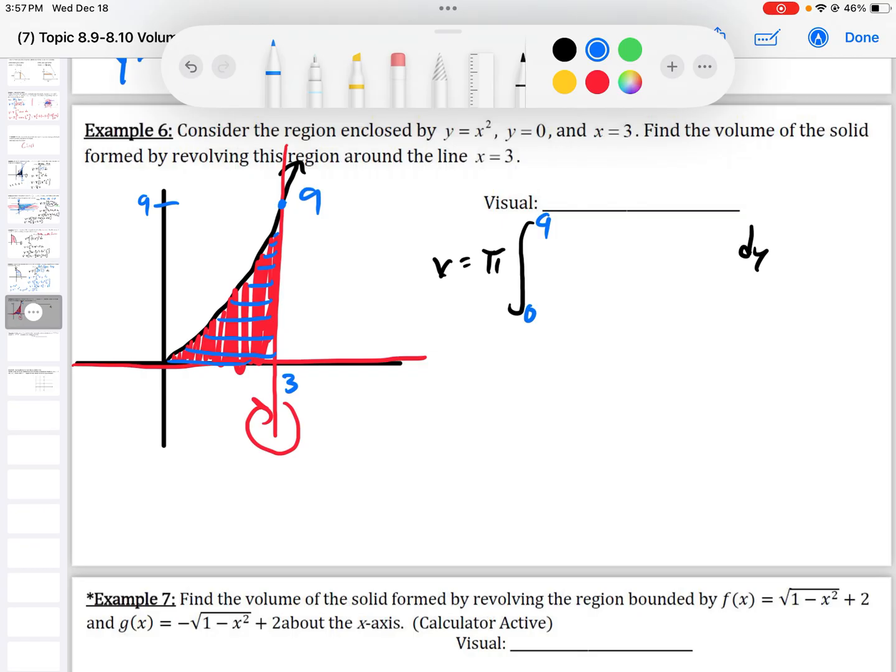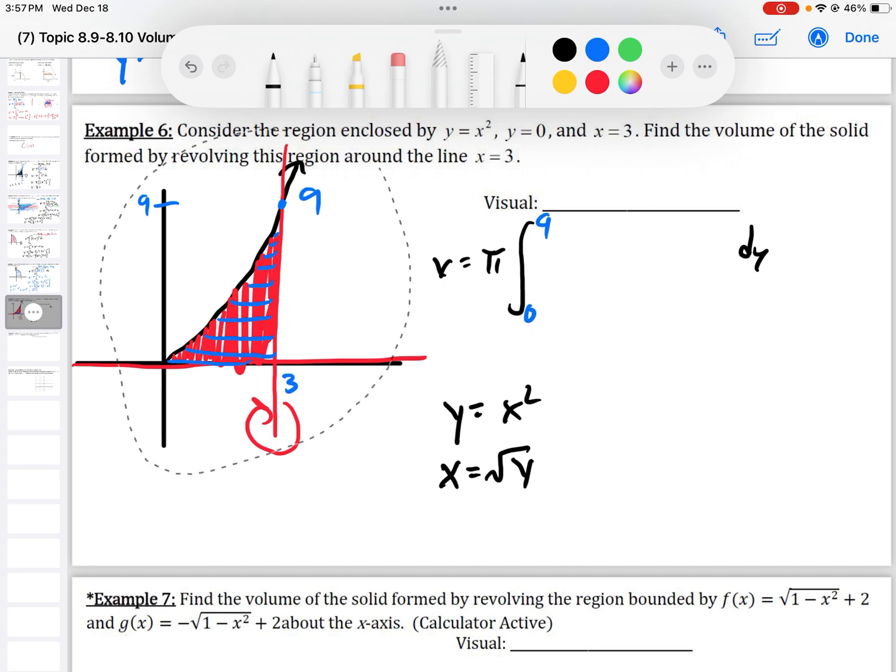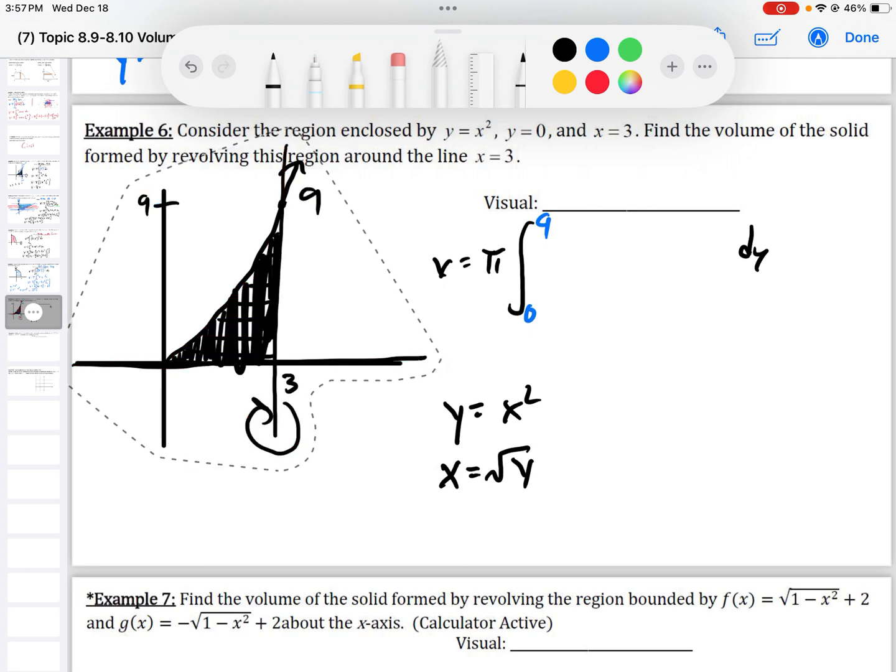But the radius is tricky. The radius needs to be solved for x. It needs to be in terms of y. So I'd have y is equal to x squared. If I solve that for x, I have x is equal to the square root of y. All right, so let me make this all the same color. Too many colors going on.